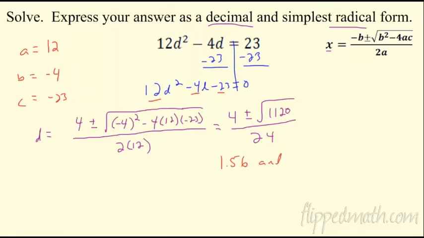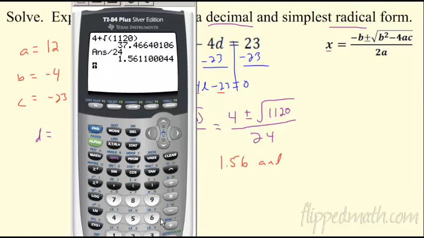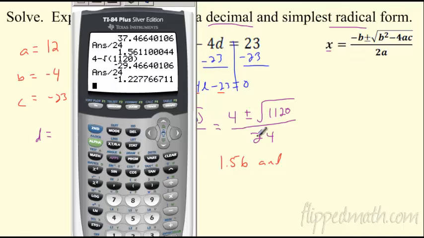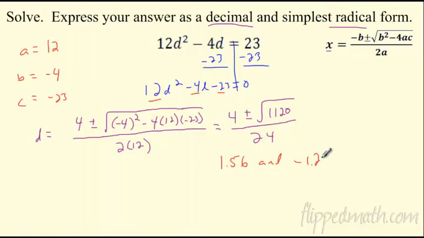And then for my other answer, I'm going to bring this back up here and change that to a subtraction sign, because I'm going 4 minus. And then I'm going to divide that answer by 24. So I'm looking at negative 1.23. So the decimal is great. The radical, though, it wants both. So I've got to break this down into a radical.